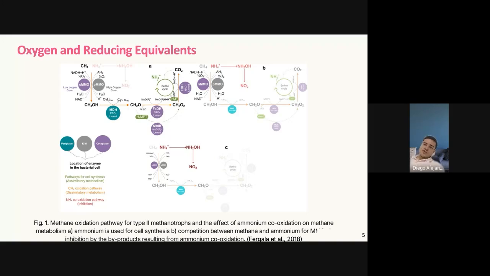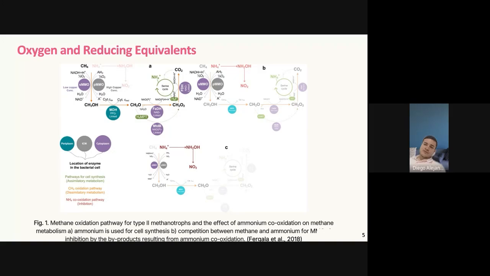A. Use of ammonium for cellular synthesis. Here ammonium is assimilated by the serine cycle for biomass synthesis. In this scenario, metabolism is not negatively affected, as ammonium is used as a nitrogen source when interacting with CH4 oxidation.